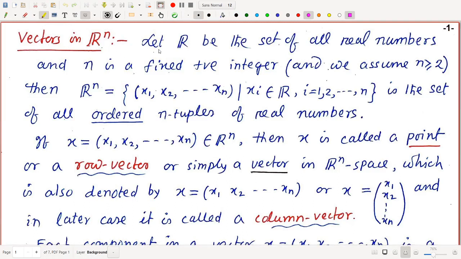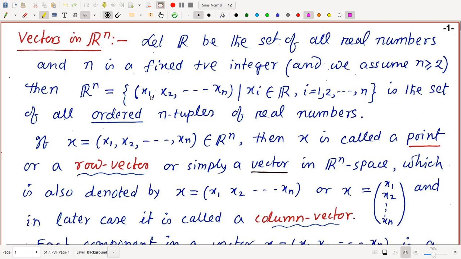Let us see first. Let capital R be the set of all real numbers and small n is a fixed positive integer, and of course we assume here n is greater than or equal to 2. Then R to the power n is a set. What is the set? It is the set of all ordered n-tuples of real numbers.